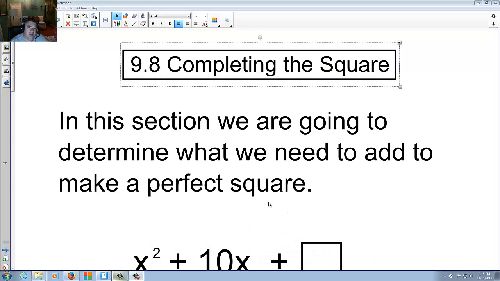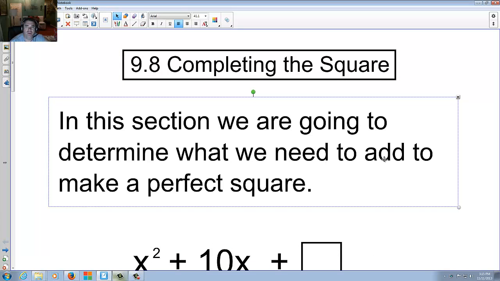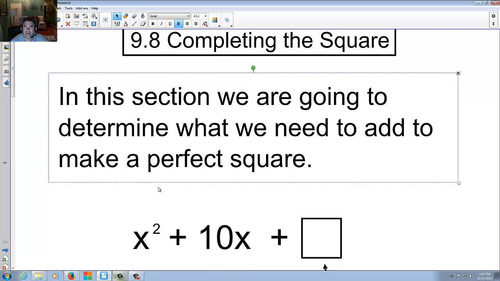Okay. In this section we are going to determine what we need to add to make a perfect square. Now a lot of people traditionally have trouble with this section. Let me kind of help you. Here's what you're going to see. You're going to see an equation that says x squared plus 10x plus something.